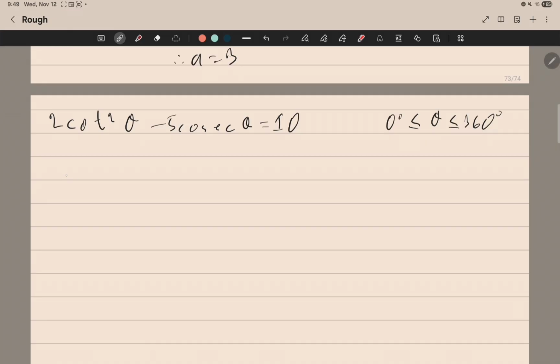So we know the formula: cosec square theta is 1 plus cot square theta. So cot square theta will be cosec square theta minus 1. So we substitute.